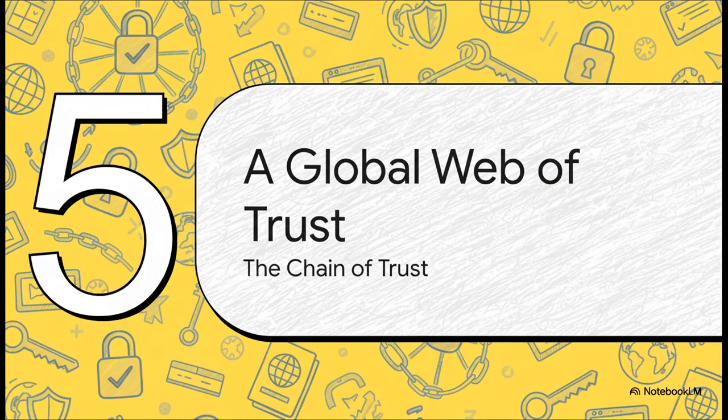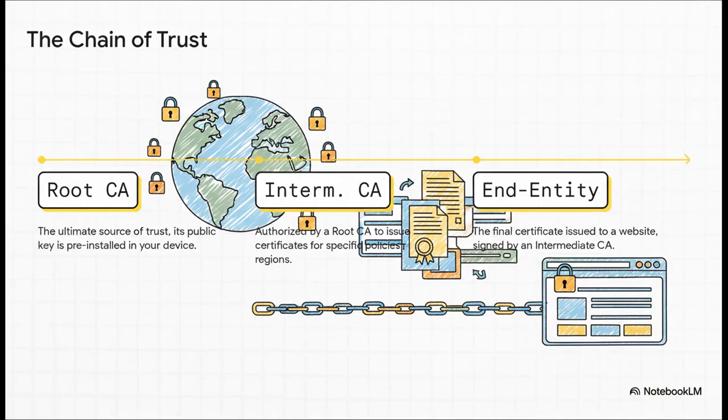But hang on, how does this even scale to billions of websites and devices? I mean, your browser can't possibly know every single CA in the entire world. Well, the answer lies in a really clever hierarchy, what's known as a chain of trust. So here's how it works. Your browser and your operating system come with a small pre-installed list of highly vetted root CAs. Think of these as the ultimate anchors of trust.